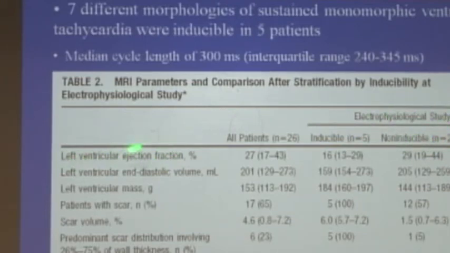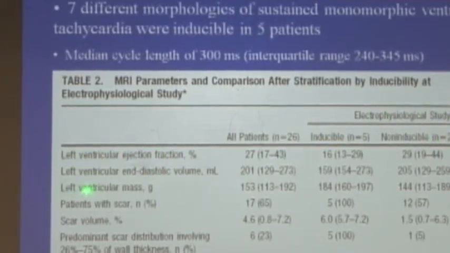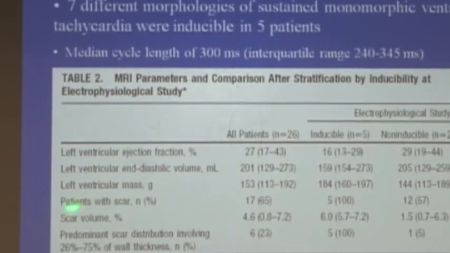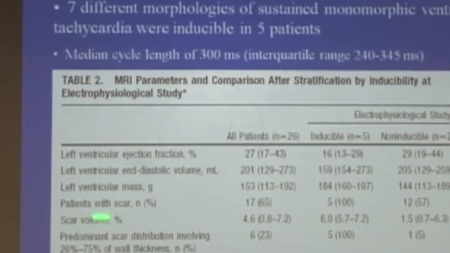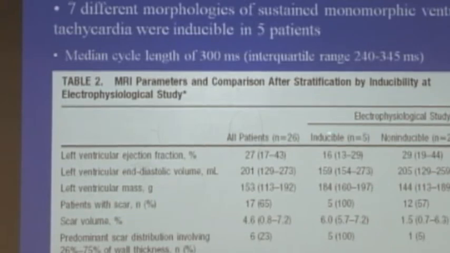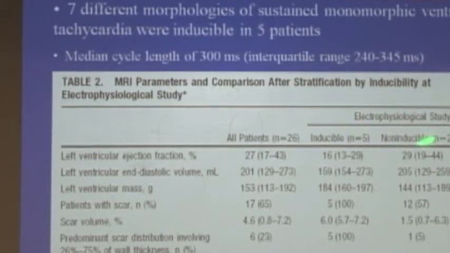Looking at ejection fraction, end-diastolic volume, left ventricular mass, patients with scar, and scar volume, you would have thought that the scar volumes could have separated the patients who were inducible from those who were non-inducible. But interestingly, there was a trend, but it did not reach statistical significance. Potentially, if you had more patients, the scar volume would have. But it didn't in this case.